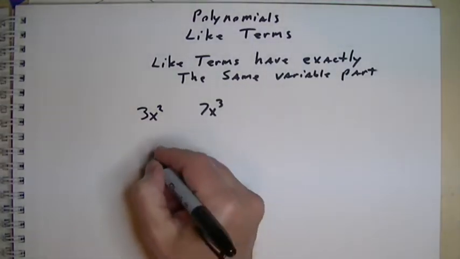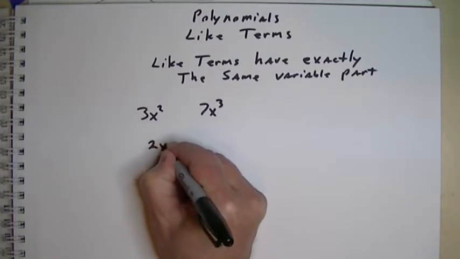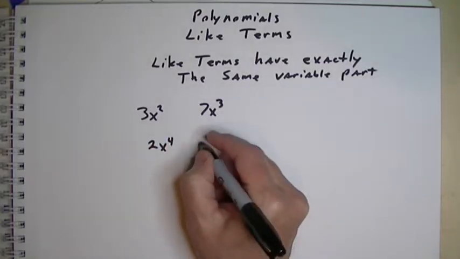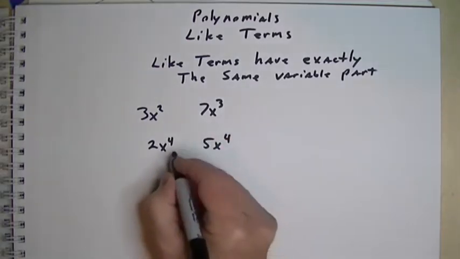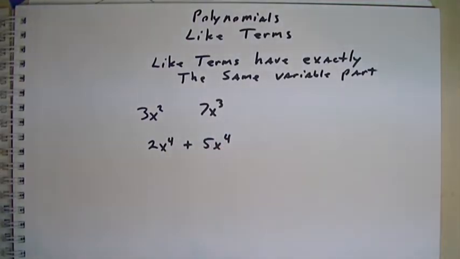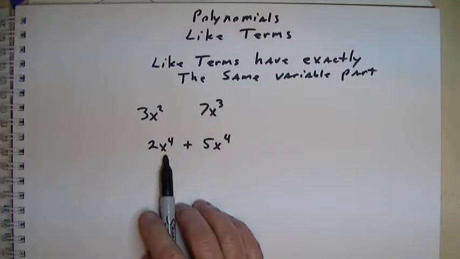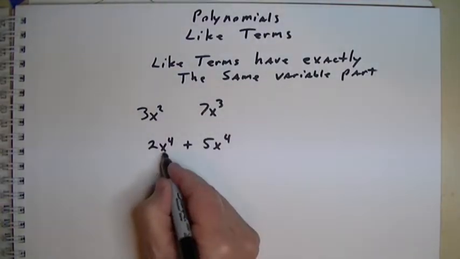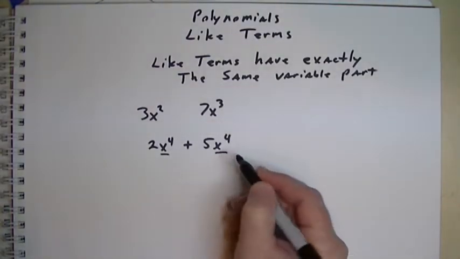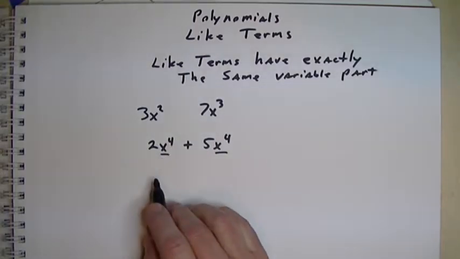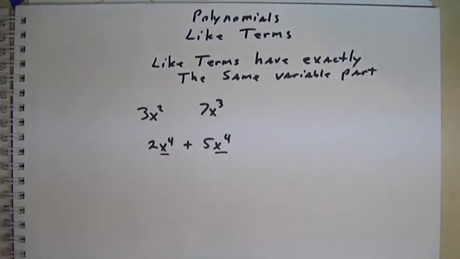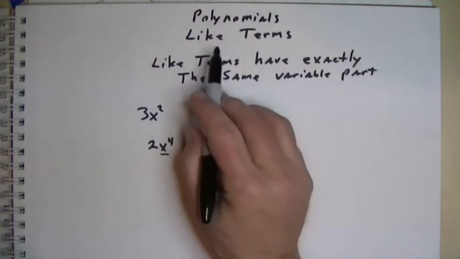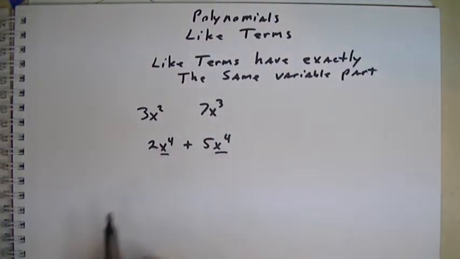Let's take 2x to the fourth, and let's say 5x to the fourth, and let's say we're trying to combine them with addition. Well, these two have exactly the same variable part. They both have x to the fourth power. They're both the same degree. So we can combine these two. These have what we call likeness. They have like terms. So we can put these together.